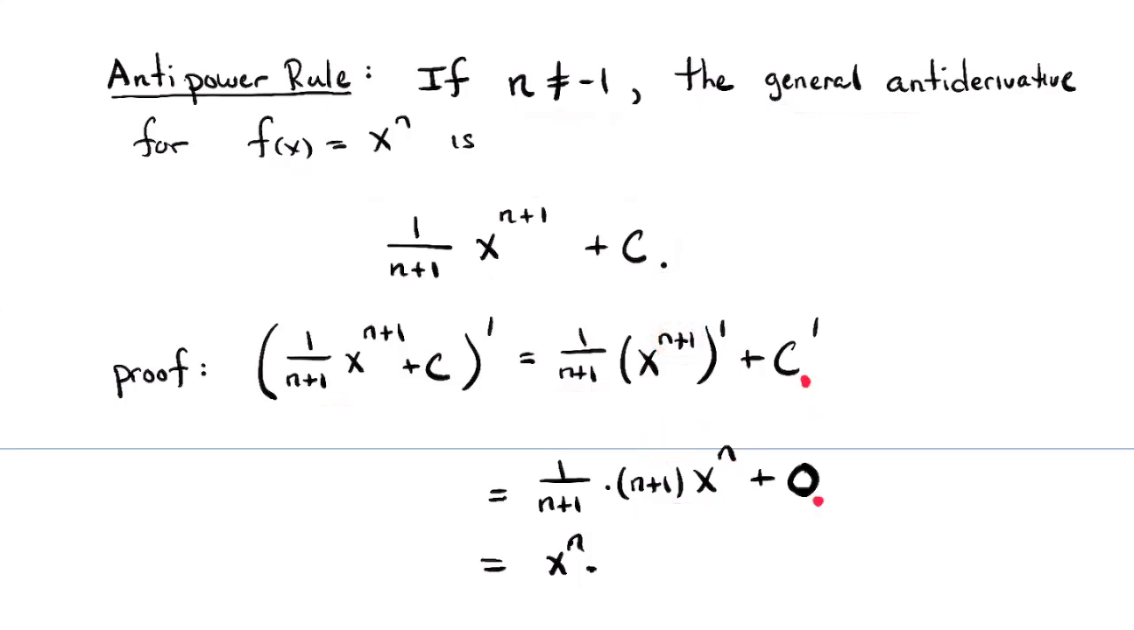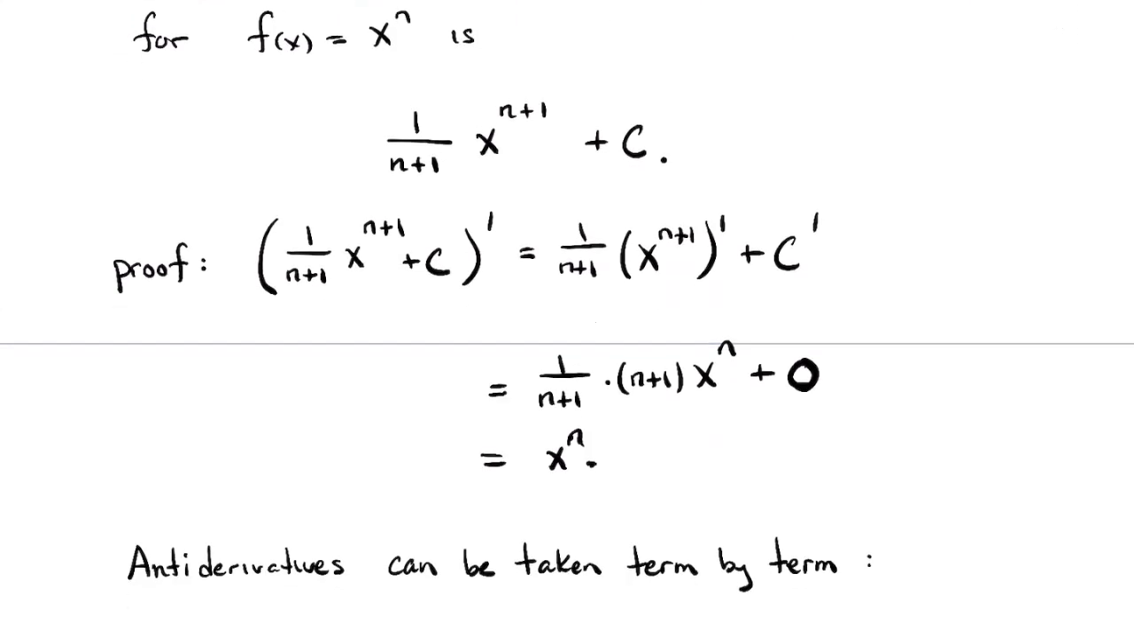The derivative of c is 0. 1 over n plus 1 times n plus 1 is 1. So there you go. When I differentiate that function, no matter what c is, I get x to the n. That's the general antiderivative.